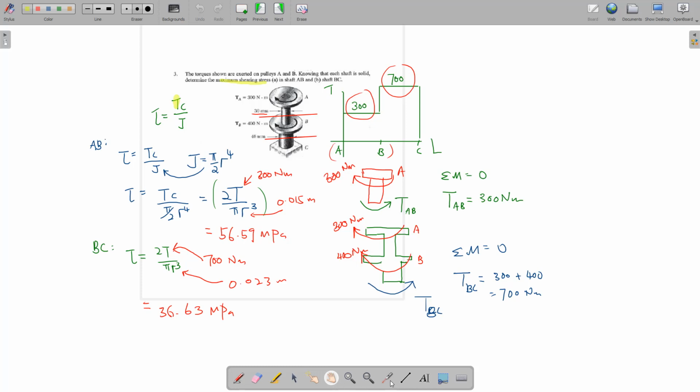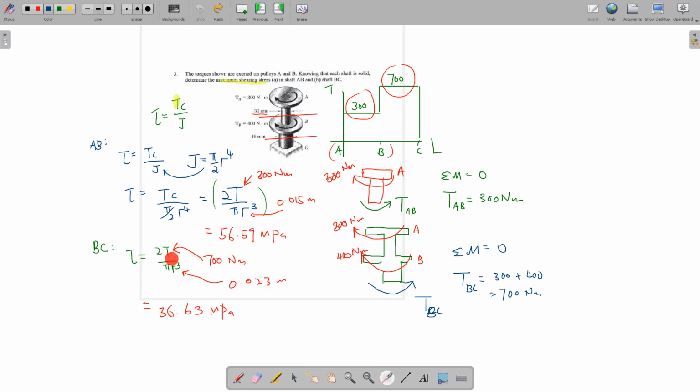The previous video showed the shear stress of portion AB was 56 megapascal and the shear stress for the portion BC was 36 megapascal. One part of the assembly is showing a higher stress than the other part. That is to say, the failure of the whole assembly is governed by the top portion because it has a higher stress. Then let's look at the equation we used in the previous video for question number 3.